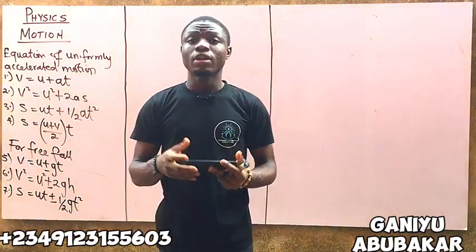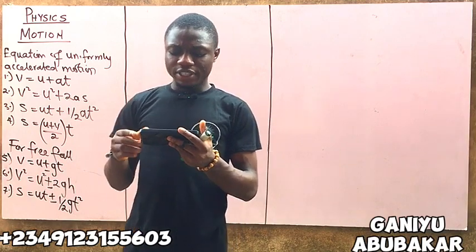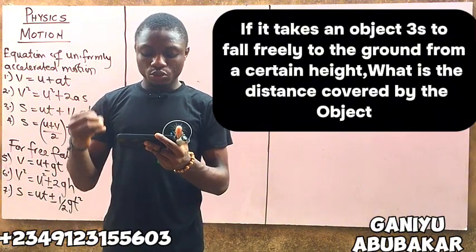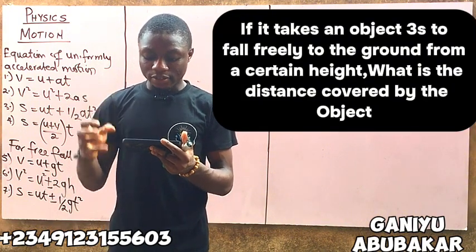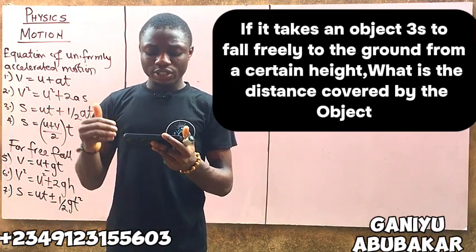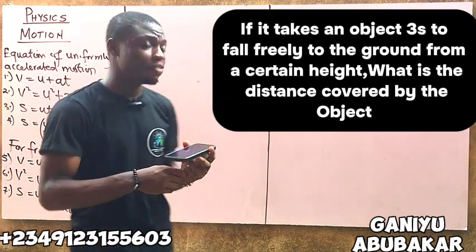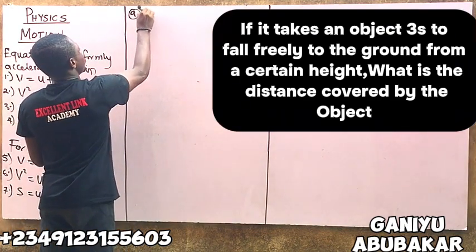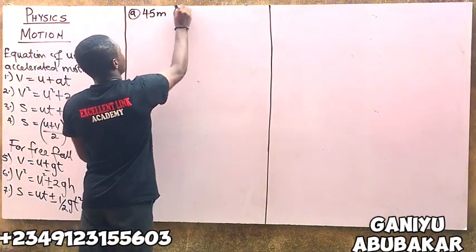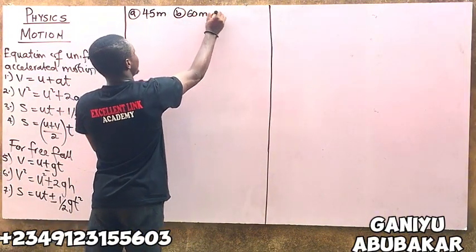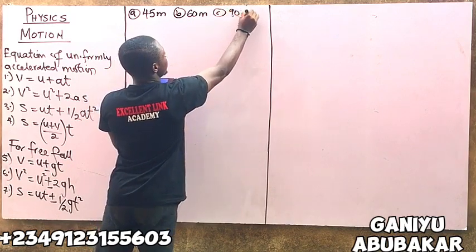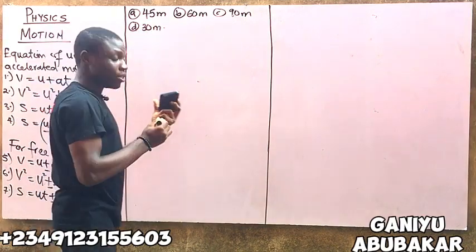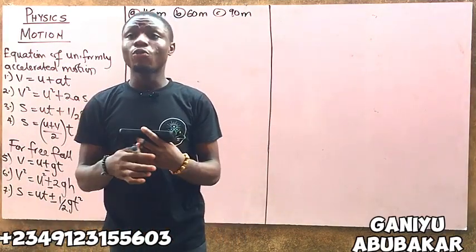Let's start with example 1. Example 1 says, if it takes an object 3 seconds to fall freely to the ground from a certain height, what is the distance covered by the body? Option A is 45 meters. Option B is 60 meters. Option C, 90 meters, and option D, 30 meters.